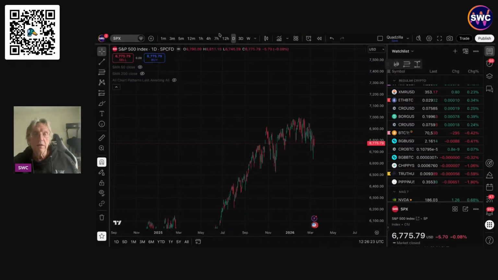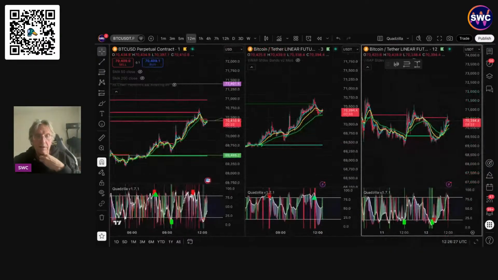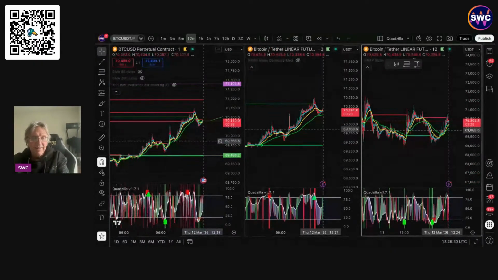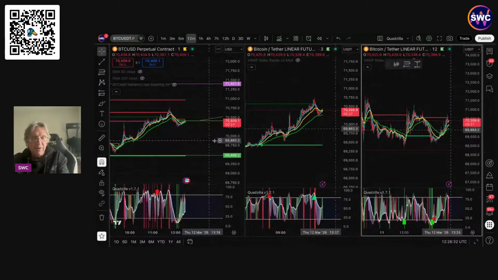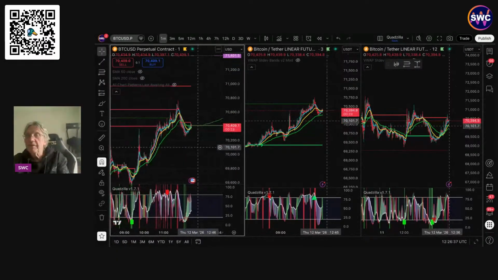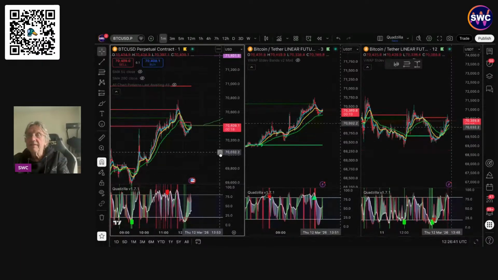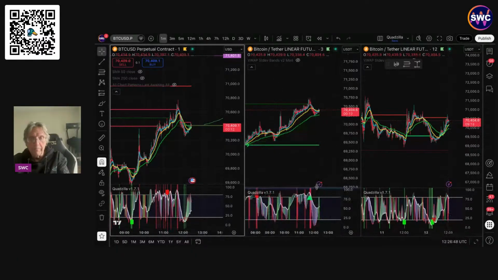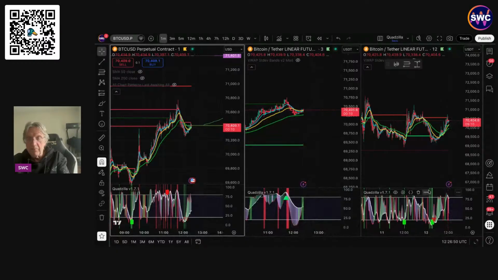In which case, let's go back to this chart. Is there anything we can do now? It's not a lot, really, is there? Because it's just in the middle. It's not particularly oversold or overbought. It's just in the middle.